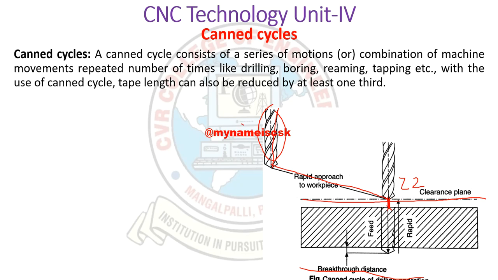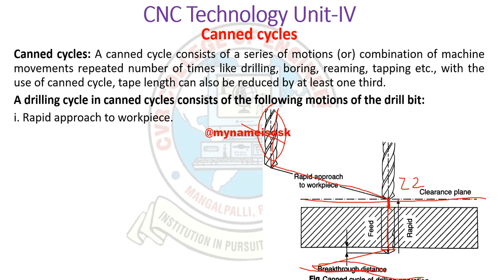So whenever we are coming at rapid approach, then we have to give a height or distance like 2 to 5 mm. Then the cutting operation will come out, and again we have to give some breakthrough distance, so that the cutting tool should come out of the workpiece, so that only then can we know that the workpiece has been broken through.